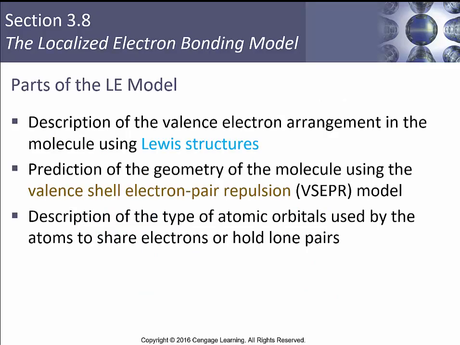Our parts of the model is going to be a description of the valence electron arrangement in the molecule using Lewis structures. Then that's going to give us our 2D interconnection between our atoms. We'll then figure out the 3D structure, how that molecule looks in three-dimensional space, using a model called the valence shell electron pair repulsion model.